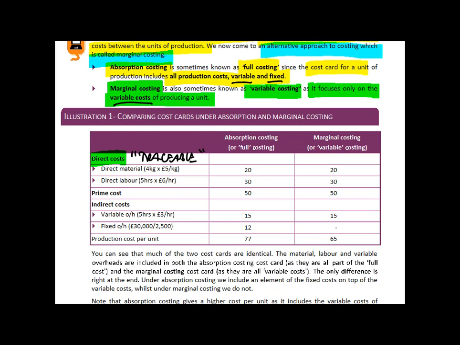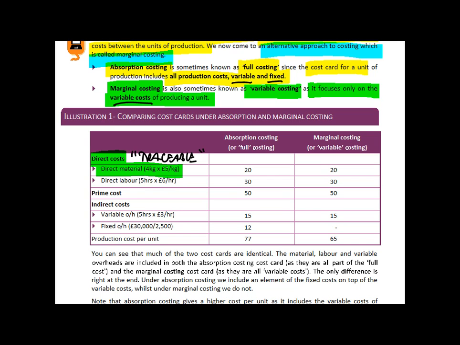So let's say in my bakery, each cake needs 4 kilograms of flour. I can trace 4 kilograms of flour to each cake I'm baking. I can therefore treat that as a direct material. Direct material, 4 kilograms per cake, let's say at £5 per kilogram. That would be 20 pounds of flour for each cake I'm baking.